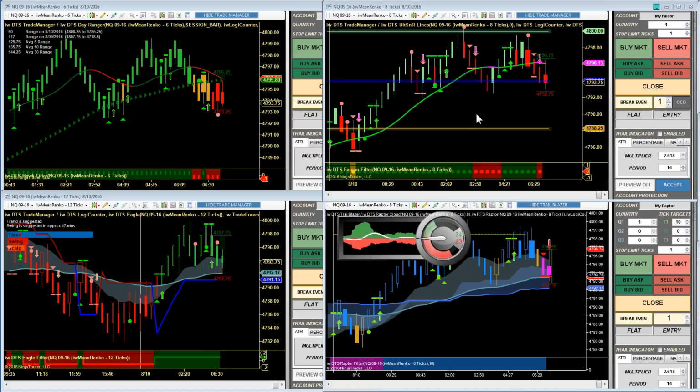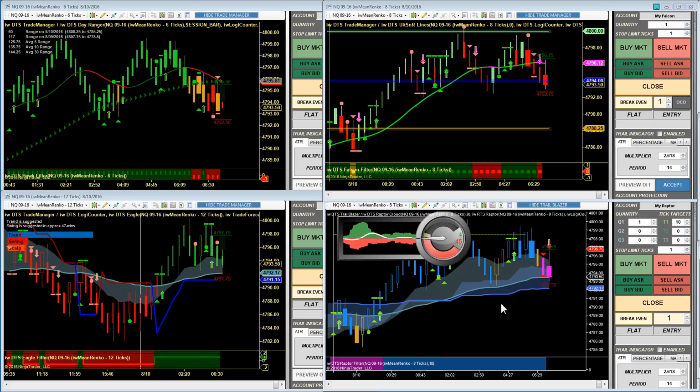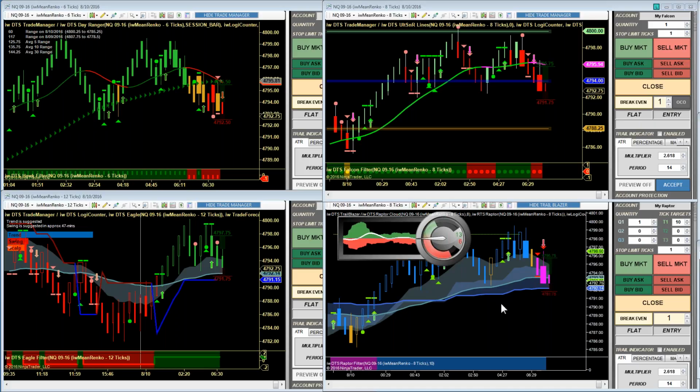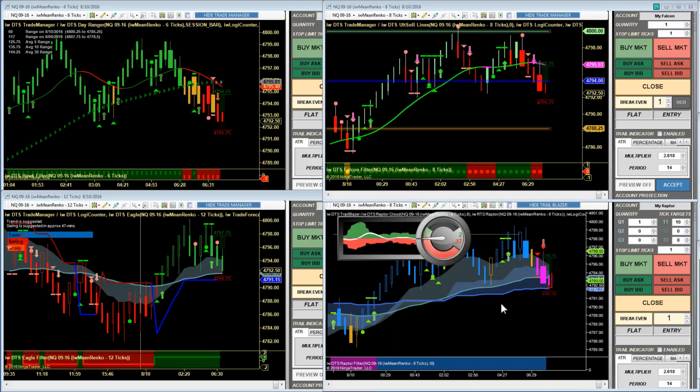Here in the top right, we have the Falcon Swing Trader. Bottom left is the Eagle Trend Trader. And the bottom right is the latest addition to the DTS family. That's the Raptor. The Raptor is actually kind of like a hybrid. It's a blend of the other three birds. It incorporates elements of the Hawk, the Falcon, and the Eagle all into one.